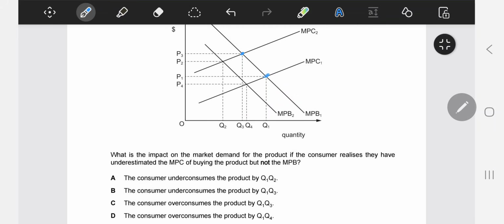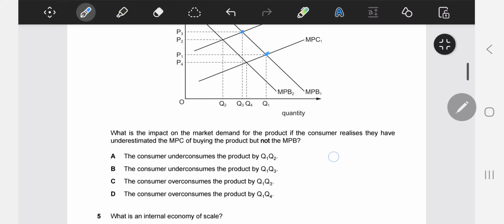Okay, what is the impact on the market demand? So I think we're going to move from Q1 to Q3. So this one and that one. So the consumer was supposed to consume there, but they're consuming there. So it's going to be a reduction. So it's going to be under consumed.